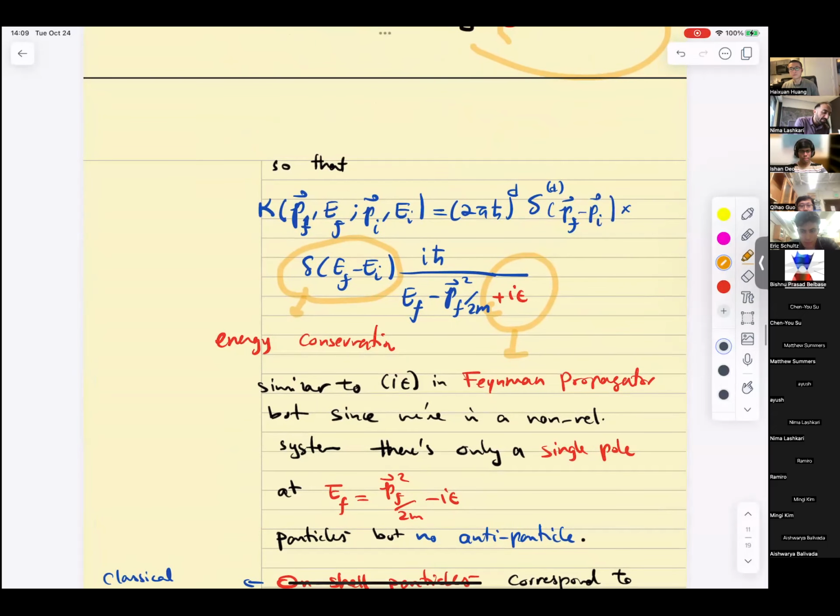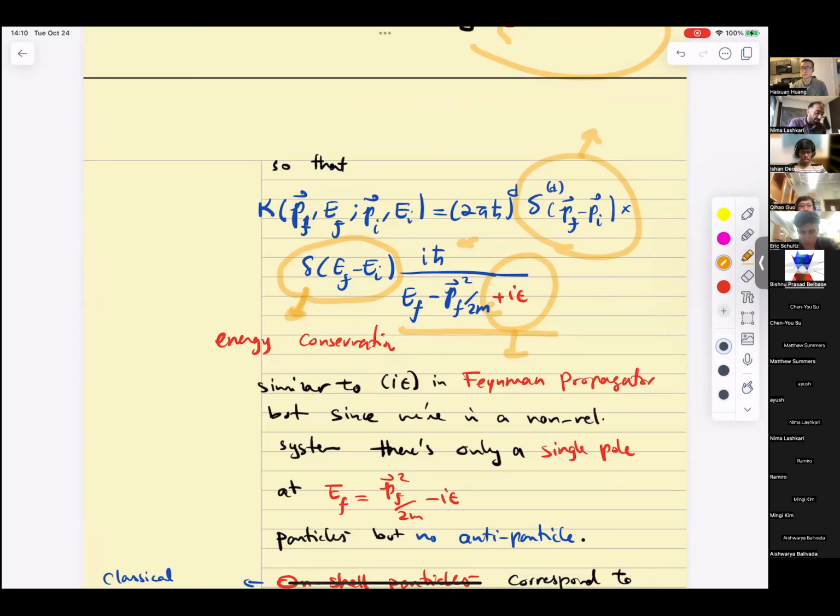the answer is going to be, after you do the integral and keeping track of that small i epsilon, going to look like this. So let me just comment again. This is conservation of momentum. We knew it before. There is an energy conservation that pops out: there's a Dirac delta function of Ef and Ei. And then you obtain the propagator in Fourier space, momentum and energy. It's i h bar over Ef minus p squared over 2m plus i epsilon.